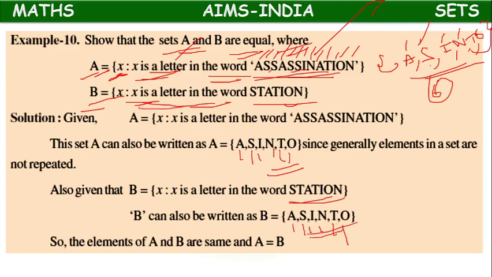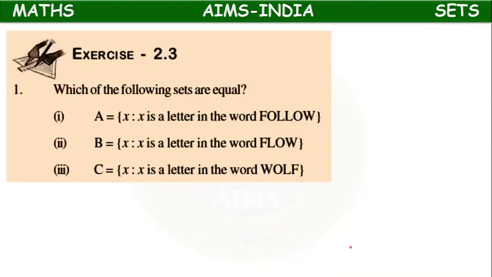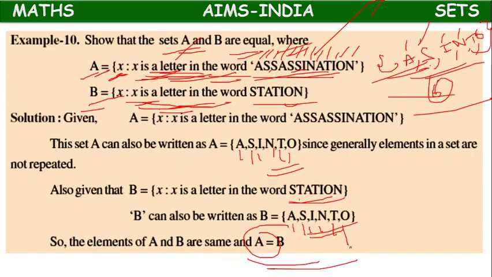But their definition is different. Their set builder form is different. But in roster form, both of them have the same elements. So they are called equal sets.